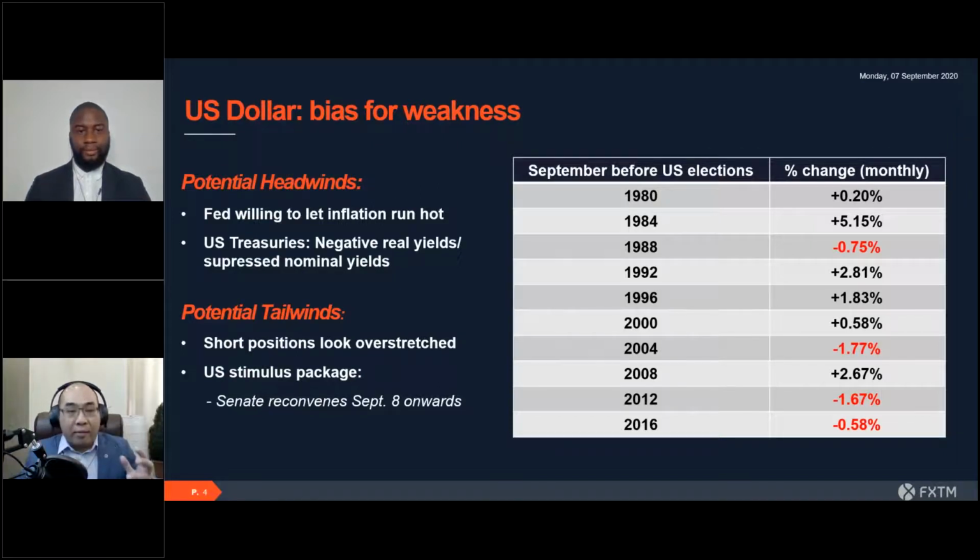Now, on the other side of the coin, we have potential tailwinds. Tailwinds being, these could help push up the US dollar. So one of them being the short positions look overstretched. That means that markets or investors who have thought that the dollar would weaken some more, it looks to be running too high.